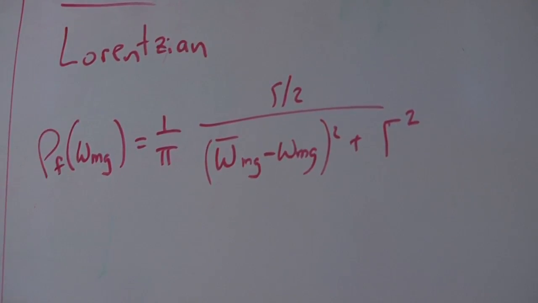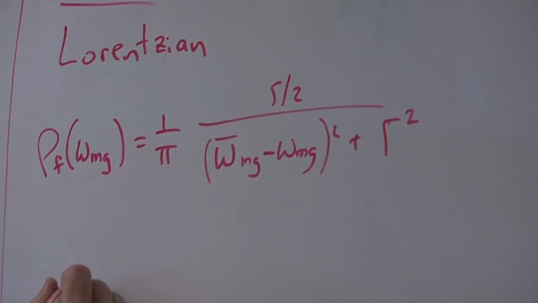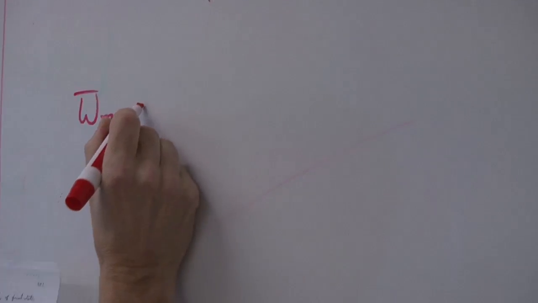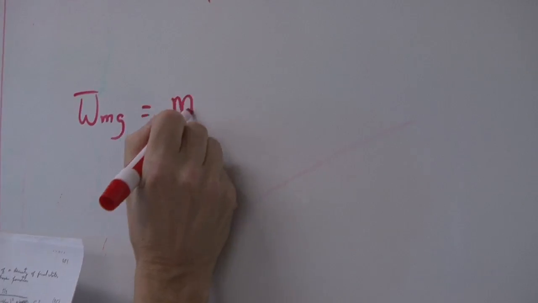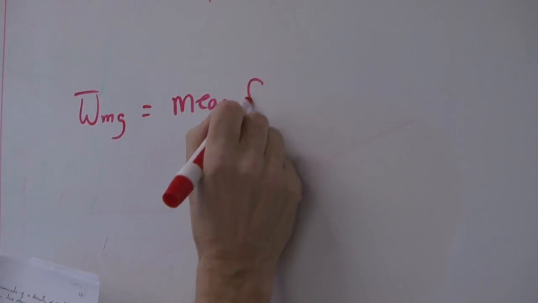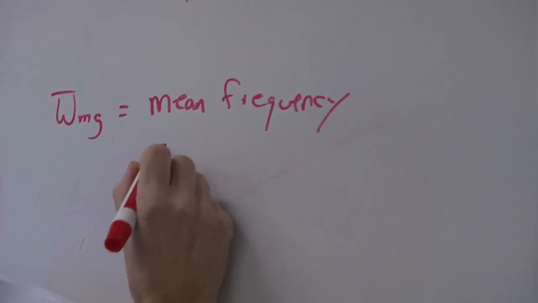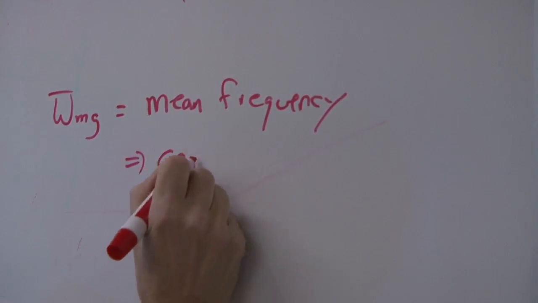Plus gamma squared. So I've just defined omega mg bar as the mean frequency or as the center frequency.